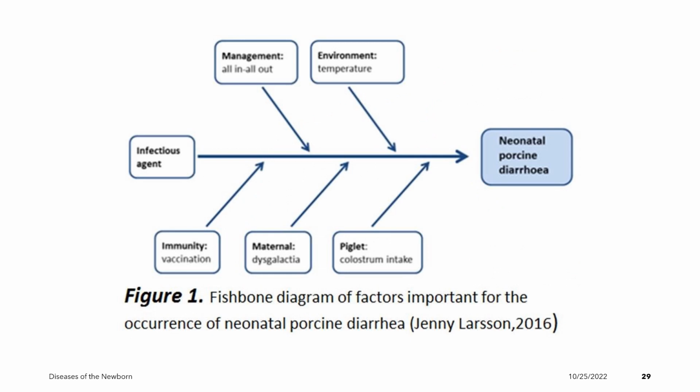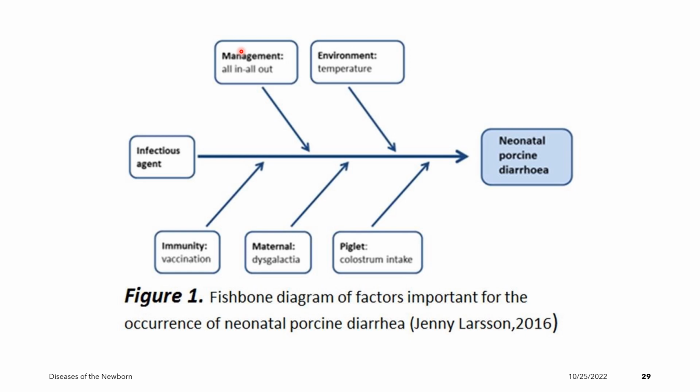Neonatal porcine diarrhea is considered to be one of the major causes of piglet mortality. And this diagram shows a fishbone diagram of the factors that are important for the occurrence of neonatal porcine diarrhea, as illustrated by Larson in 2016. So these are the different factors that are contributory to the occurrence of neonatal porcine diarrhea. Start with the management. For example, when the sow farm does not practice an all-in, all-out system, of course it has a poor management system, and this could lead to the development of neonatal porcine diarrhea.